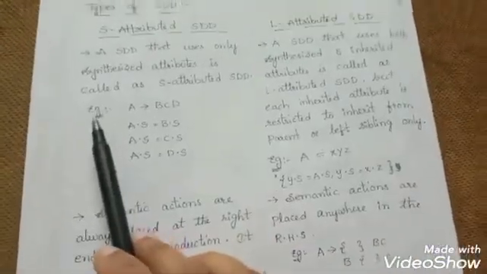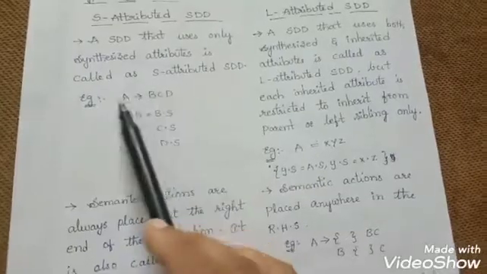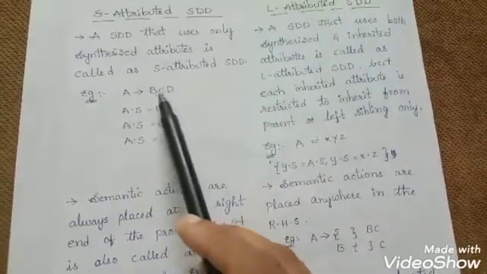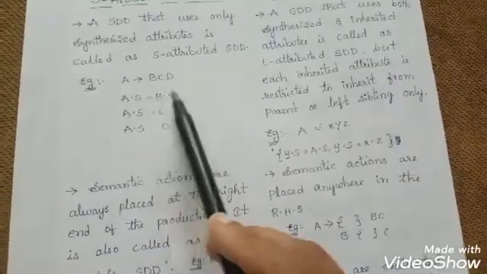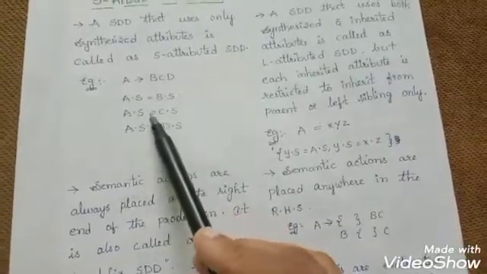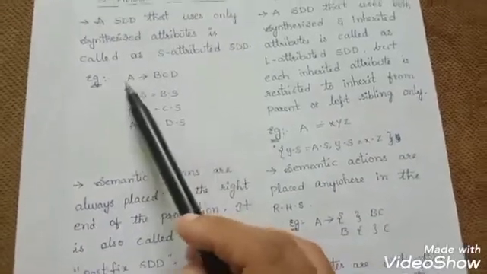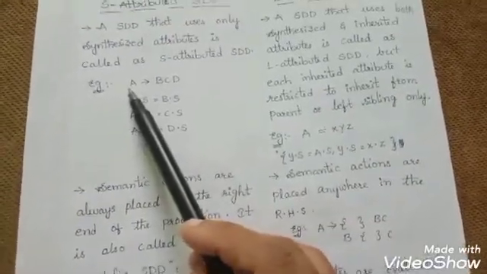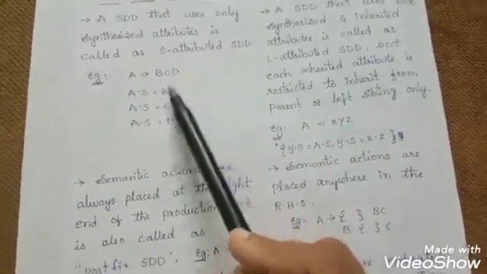Example of S-attributed SDD: A tends to B, C, D. Here A is the parent node and B, C and D are the children nodes. So A.S is equal to B.S, A.S is equal to C.S, A.S is equal to D.S. That means the parent node is taking the values from its children.